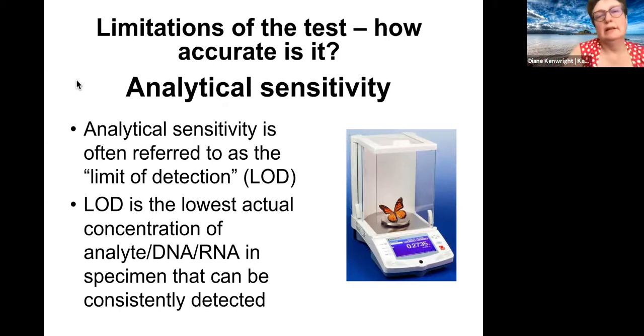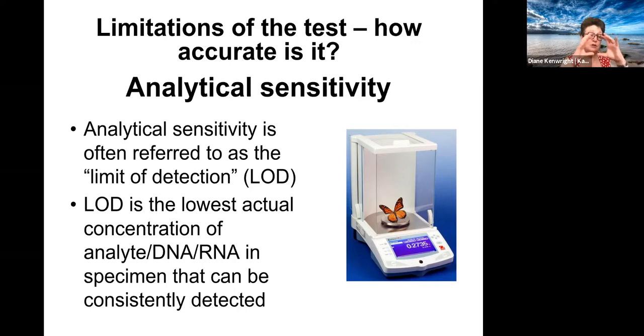Oh, I'm sorry, we're still on limitations. Another limitation of the test is the limit of detection, the LOD, the lowest actual concentration of DNA that can be consistently detected. So for COVID testing, for example, there will be people who've been cured and have a bit of DNA and they don't even get a false positive because their DNA level is too low. Now, if we're looking for another infection, maybe that DNA level is too low, we won't detect it.